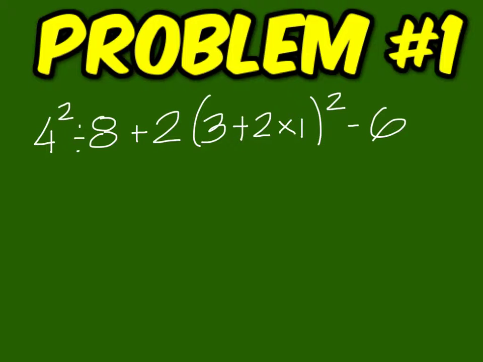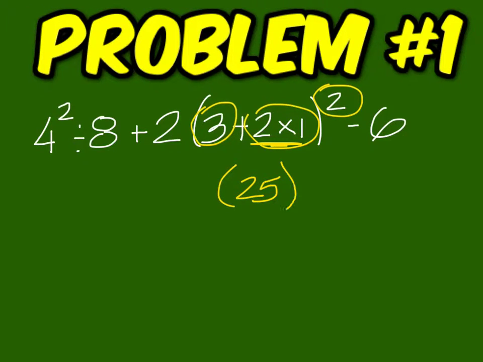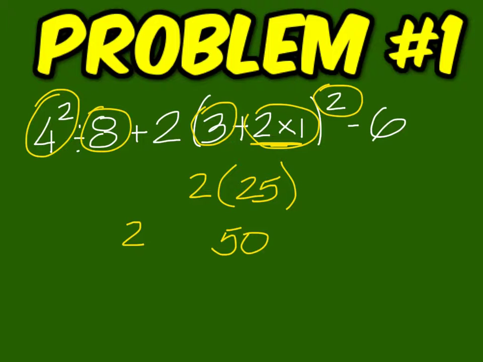You have to start inside the parentheses and do 2 times 1, that's 2, and add 3 to it to get 5. Square the 5 to get 25, and multiply by 2 to get 50. This is 16 divided by 8, which is 2. So 2 plus 50 minus 6 should give you 46.